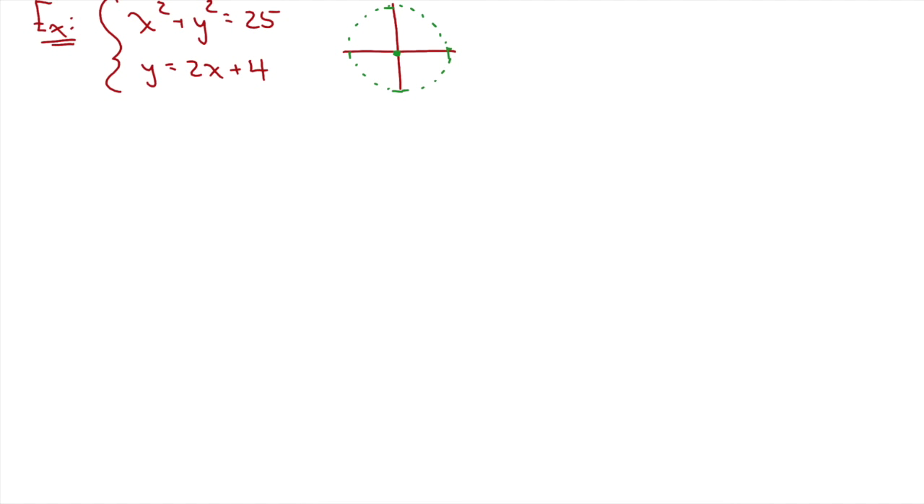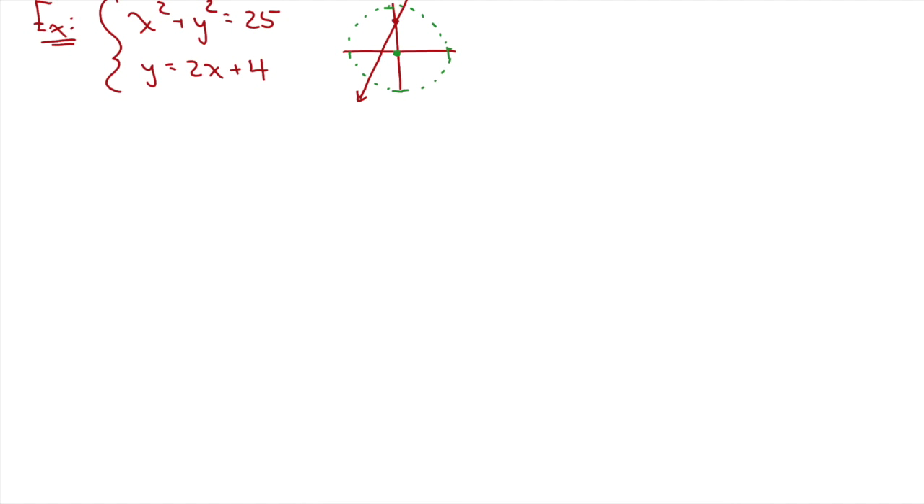So the top equation is a circle. The bottom equation is a line. Slope 2, y-intercept 4. So the y-intercept is here. A slope of 2 means it goes up 2 and over 1, so it's probably looking something like this.